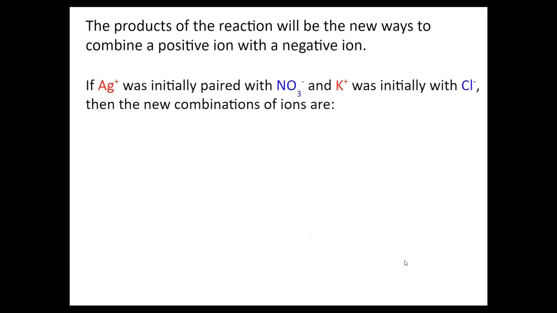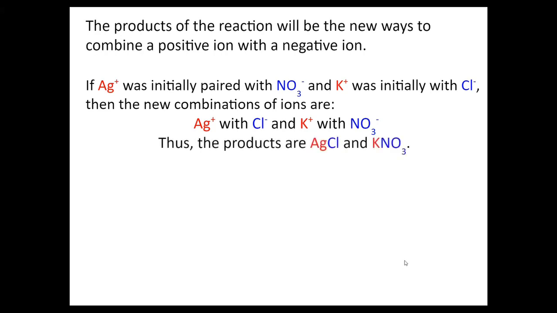Okay. The products of the reaction will be the new ways that you can combine a positive ion with a negative ion. Initially, Ag+ was paired with NO3-, and K+ was paired with Cl-. What are the new ways that we can pair positive with negative, listing the positive ones first? Well, if Ag was initially paired with NO3, let's pair it with Cl. So Ag with Cl, and then the other new combination would be the K+ ion with NO3-.